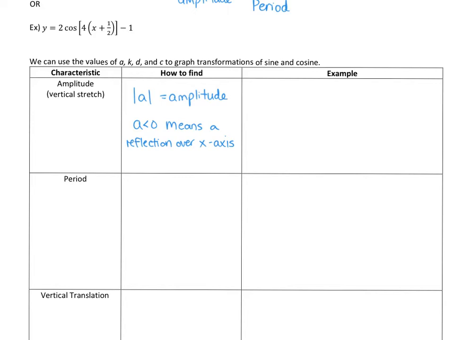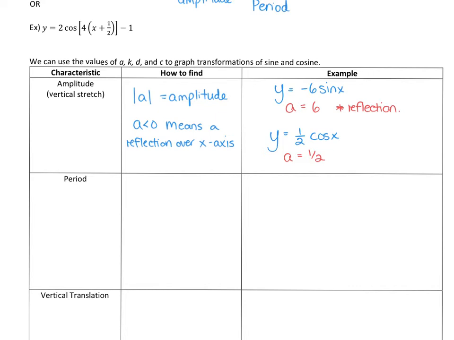So for example, if we have something like y equals negative 6 sine x, we say that A equals 6, but it has a reflection. So amplitude is always the positive. Similarly, if we have something like y equals 1/2 cos x, we would say that the amplitude equals a half. So that's the amplitude.